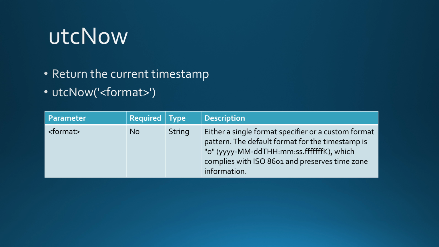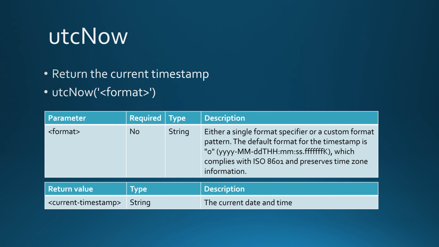But if we want to format the timestamp in a different way, then we would have to specify the format. And I will show you in the upcoming examples how we could use this format to specify different kinds of timestamps. The return value of this function is the current date and time, like described. Now let's have our first UTCNow example.